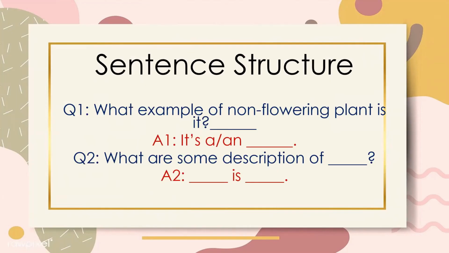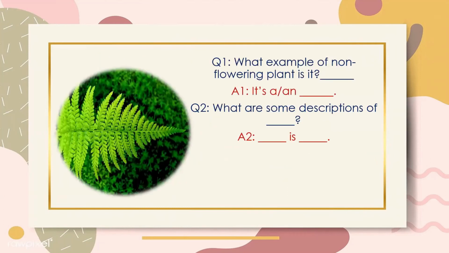Okay, so I have here a question. What example of non-flowering plant is it? So your answer should be: it's a or an blank. Next question. What are some descriptions of the plant? Okay, so let's try this one. Look at the picture. What example of non-flowering plant is it? What is your answer? It's a fern. Very good.